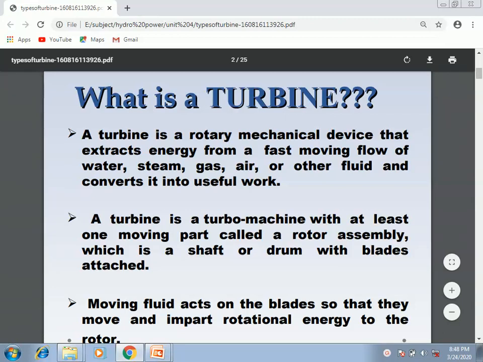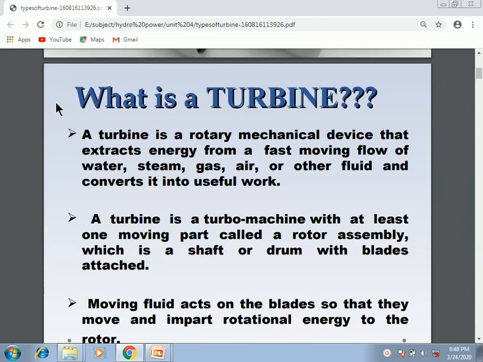To see today a new topic, which is called what is turbine and types of turbine. So turbine is a rotary mechanical device that extracts energy from fast moving fluid or flow of water, steam, gas, air or other fluid and converts it into useful work.